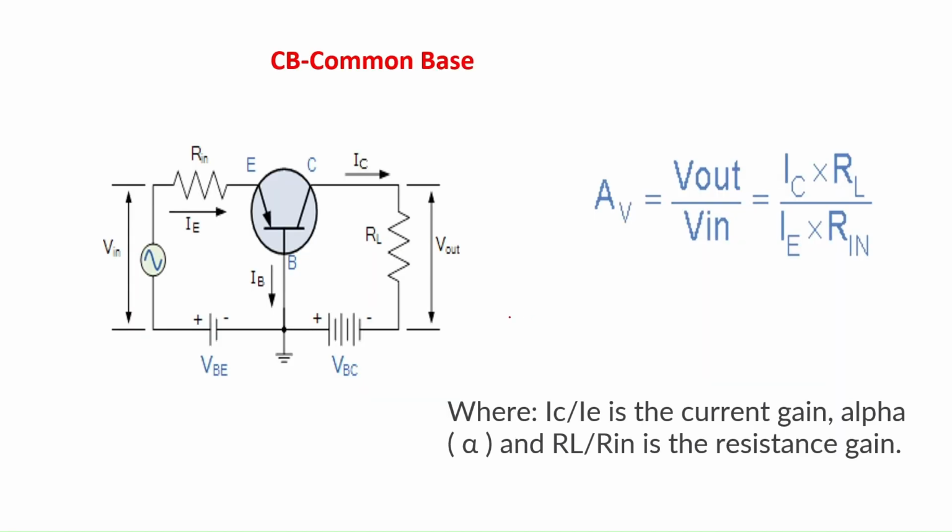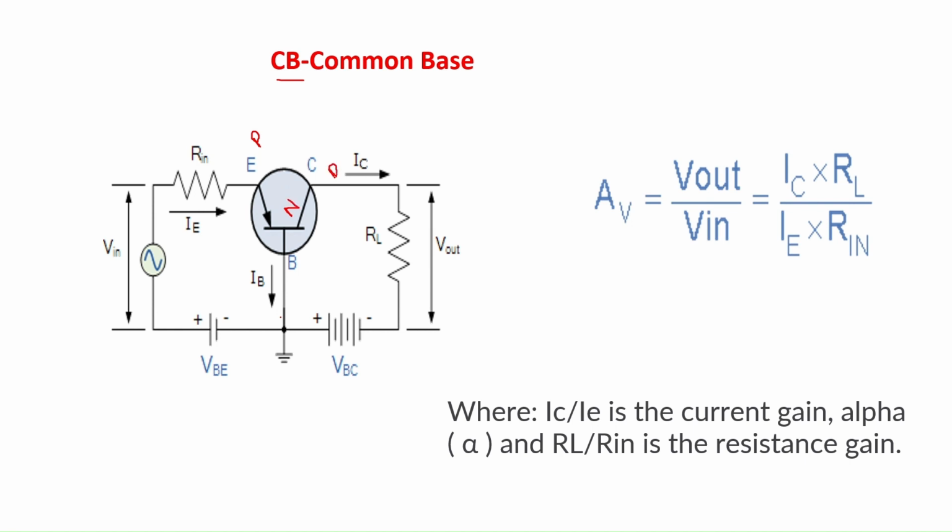There are three configurations, namely common base, common emitter and common collector. This is the common base configuration. In common base configuration, the base terminal is grounded. The arrow mark is towards the base, so it is of PN, so it is a PNP transistor. Emitter is P, base is N, and collector is P.